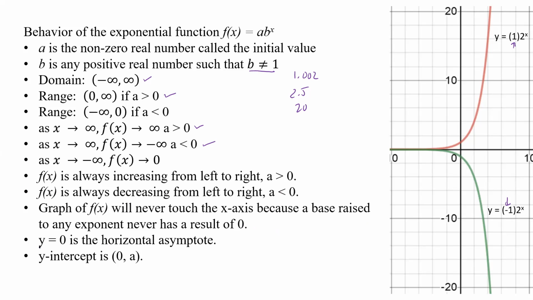Now that gives us y equals 0 as a horizontal asymptote. So that's going to be our horizontal asymptote. We never reach that point. And again, like we've talked about up here with the y-intercept, that is going to be our point (0, a). If a is negative, it's going to be (0, -1). If it's positive, it's going to be (0, +1).